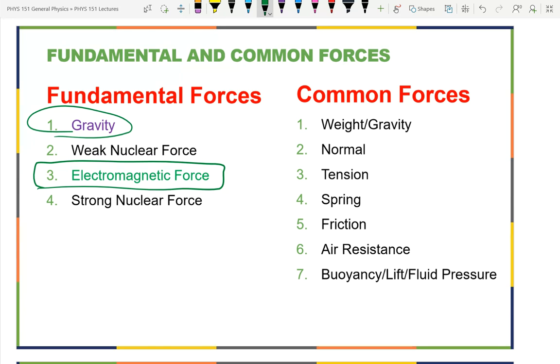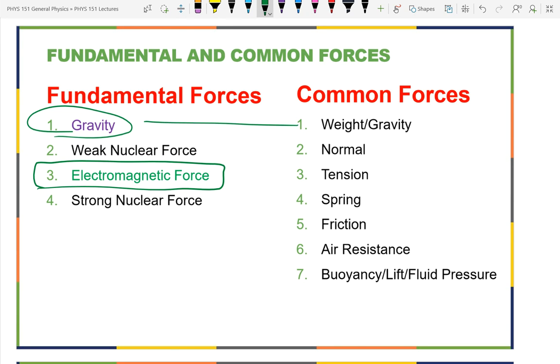So those are the fundamental forces. The 2 that I did not mark, the weak nuclear force and strong nuclear force, we will talk about those when we get to talking about atoms and molecules next semester. Over here on the right, I have common forces that we will talk about a lot. Each one of these is caused by one of the 4 fundamental forces.